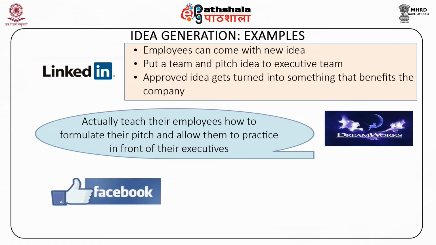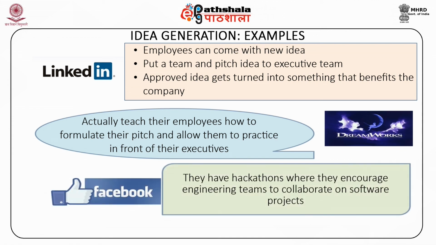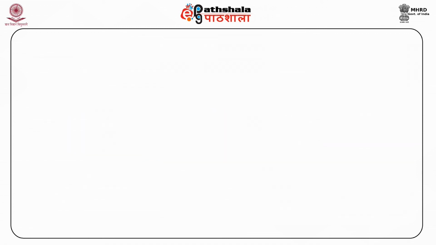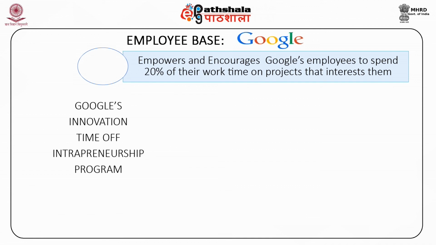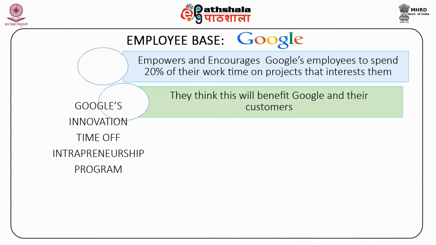At Facebook, many startups have hackathons where they encourage engineering teams to collaborate on software projects. The Like button, one of the most important innovations in the company's history, was the product of a hackathon. One of the most successful examples of using the employee base is Google. Google's Innovation Time Off program empowers and encourages Google's employees to spend 20% of their time on work projects that interest them and they think will benefit Google and their customers.